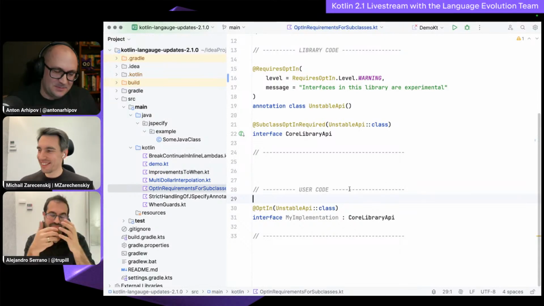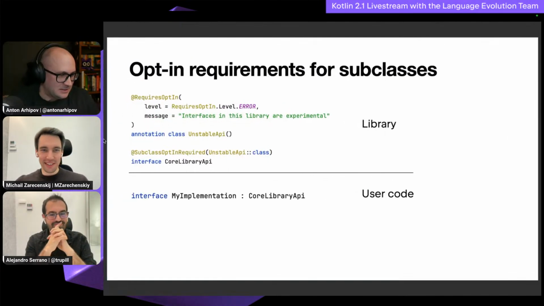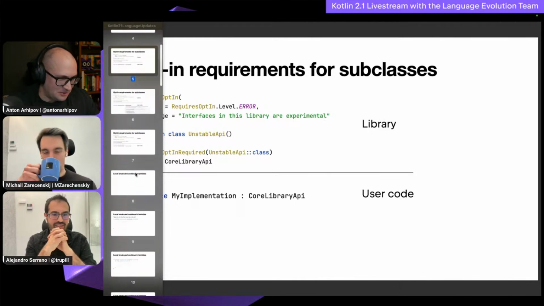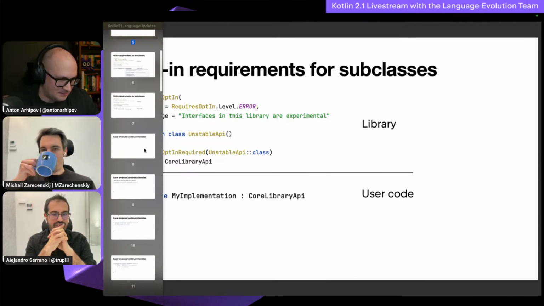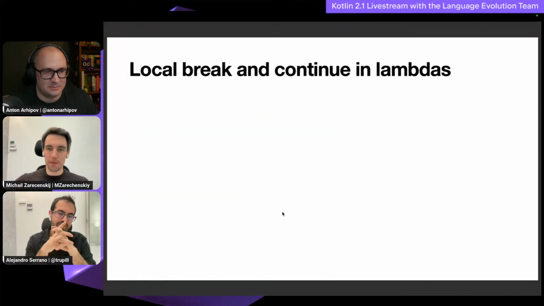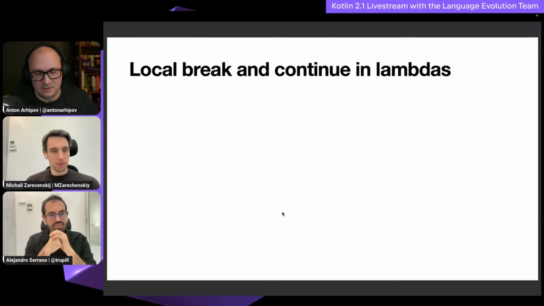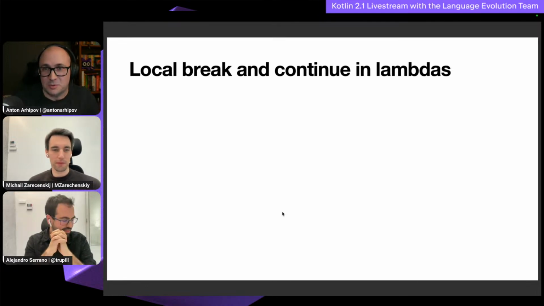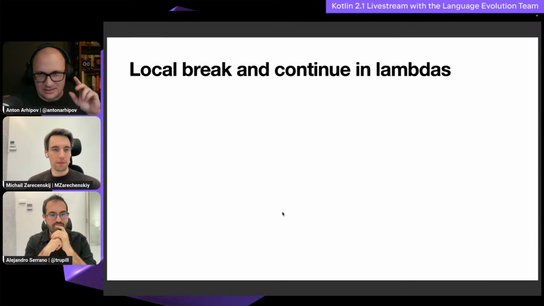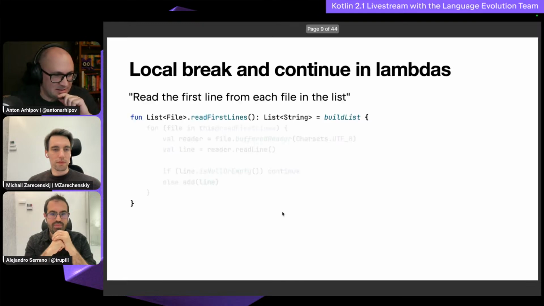Right, right. Perfect. So let's check the other feature that we have in the release, local break and continue in lambdas. That's an interesting feature. If you haven't encountered any problems, if you haven't written this kind of code that requires break and continue, then you feel like, why is it even in the release? But let's take a look at this one. That's an interesting one.